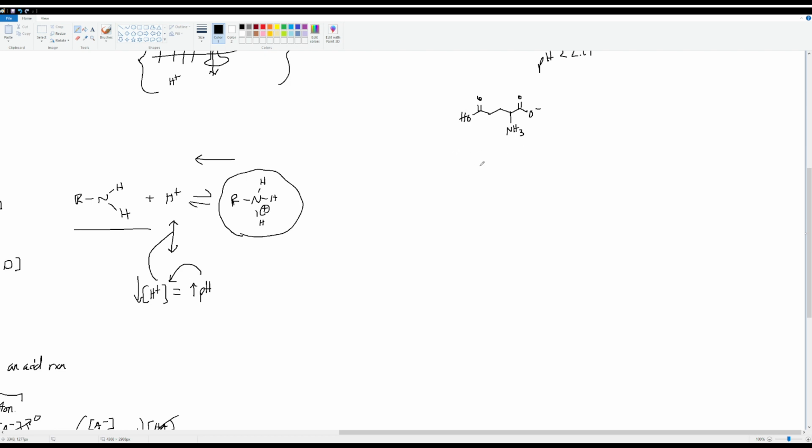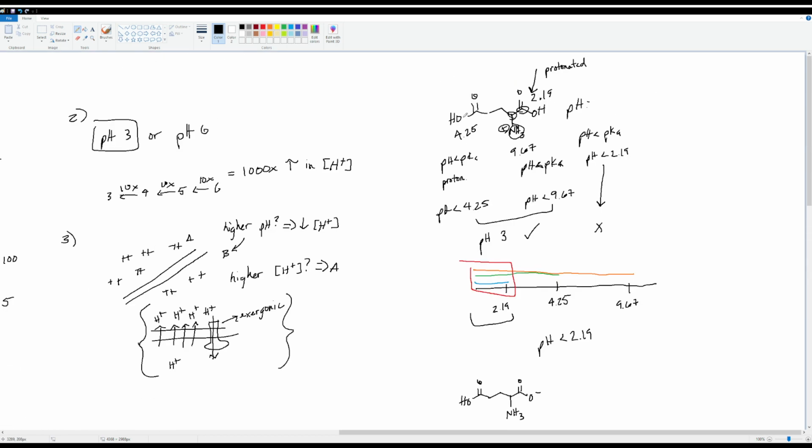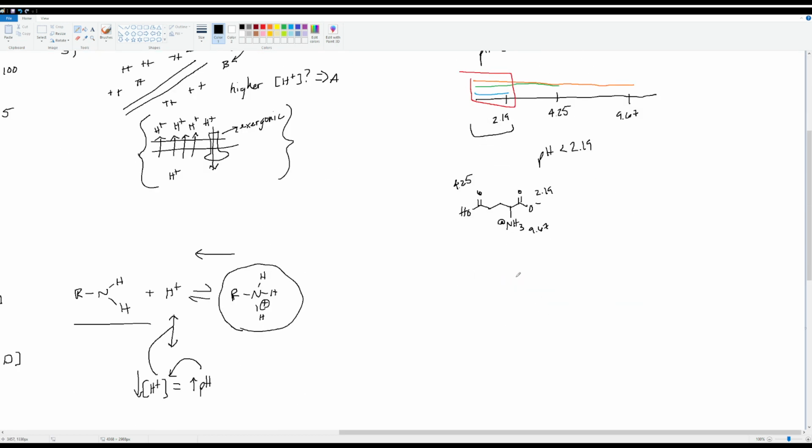Okay, but now for our next one, right? Keeping our pKa's, I think it was 4.25, 9.67, and 2.19. Okay, so starting with our R group. We are protonated, so what must be true of our pH and pKa? So in other words, is pH less than, equal to, or greater than pKa for our R group?